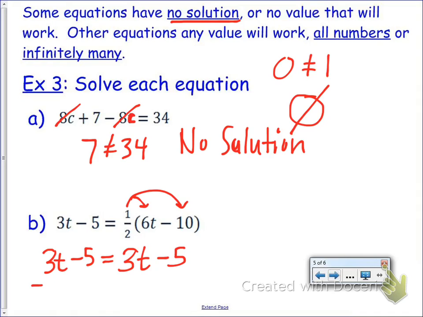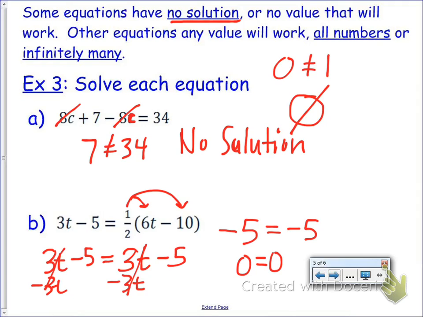Some of you would try to combine like terms, and you'd get that 3t would cancel out, and you are left with an equation that is true. Negative 5 equals negative 5. Again, it's still a true equation. Some of you might try to add 5 to both sides, and you'll end up with 0 equals 0, which is still true.